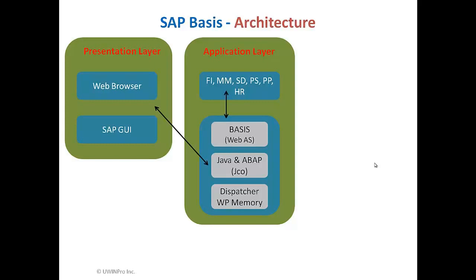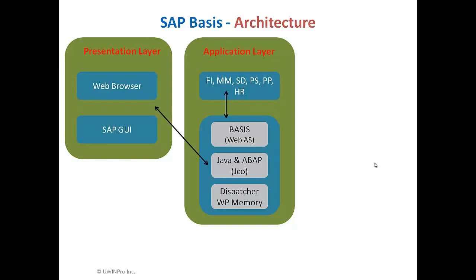Suppose I have two clients, say 800 and 900, and I have a user created in client 800. That user cannot log in to client 900 unless he or she is created in 900. Same with material codes and other things. Those are client-specific data. So I can create company codes, chart of accounts and so on for one particular client.